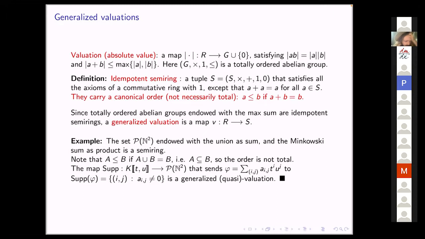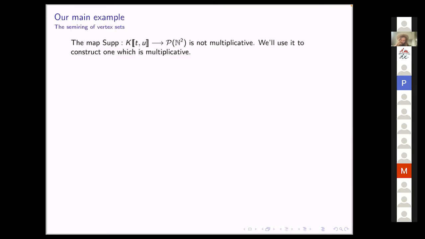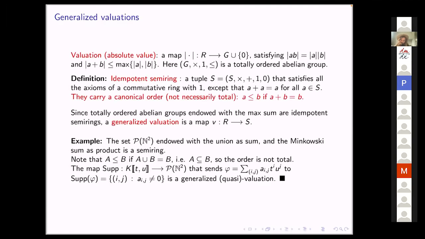And if I look at the map which to any power series associates the support, that's to say I just focus on the indices which carry a non-zero coefficient, then this is called a quasi-valuation. It's quasi because, unfortunately or fortunately, this map is not multiplicative. So the first property associated to the absolute value does not hold for this.